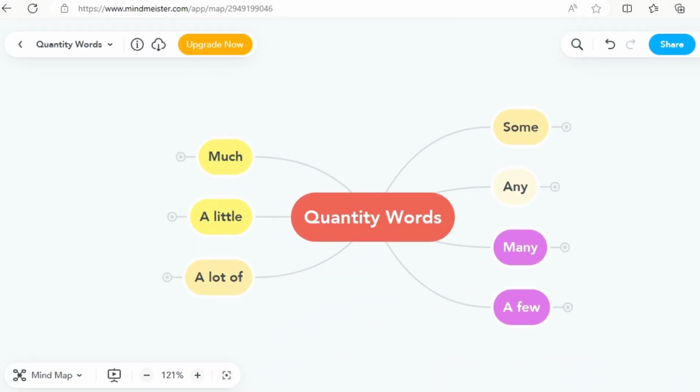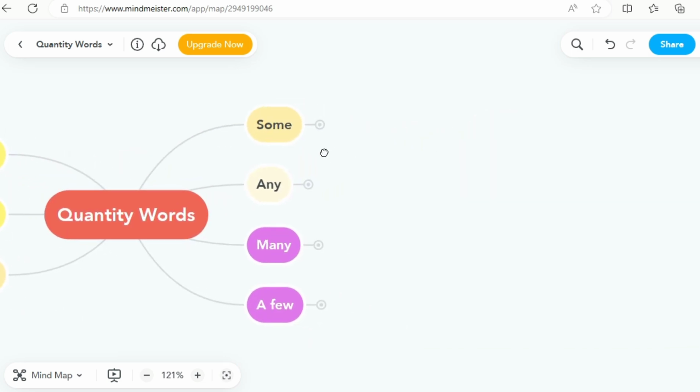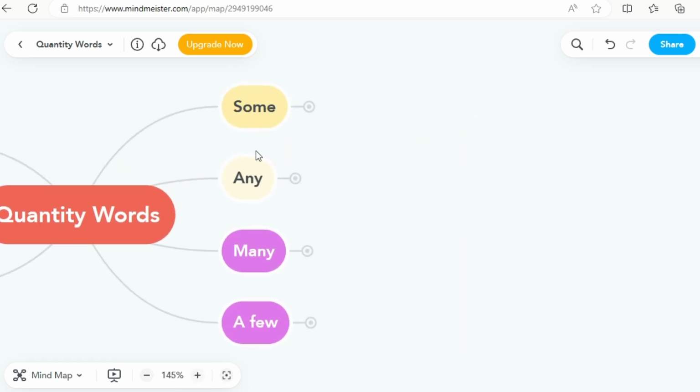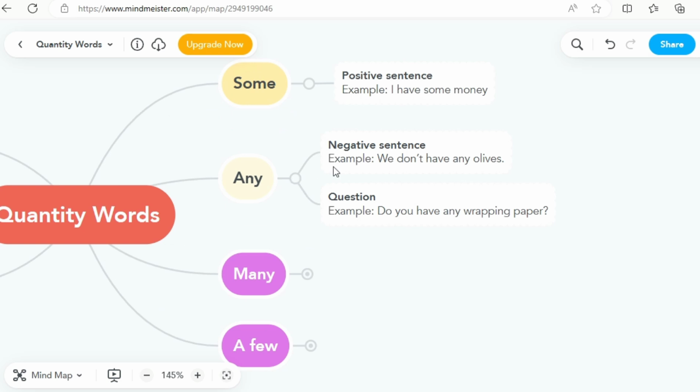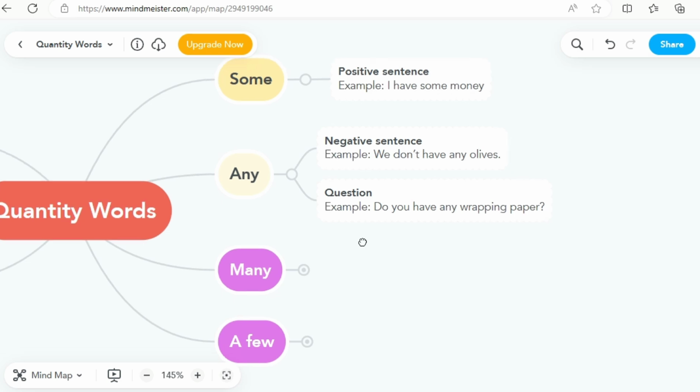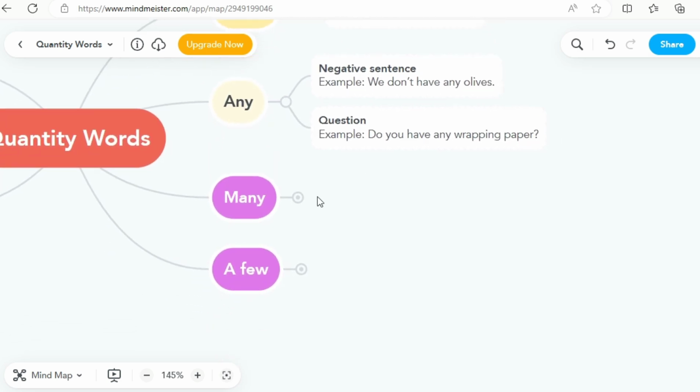Okay, so these are the quantity words that I mean. We have some, any, many, a few, much, a little, and a lot of. Let's start with the first one, which is some. We use some when we want to make a positive sentence, for example, I have some money. Then when we want to talk about something in the negative or in a question, we can use any instead. For example, we don't have any olives, or do you have any wrapping paper?